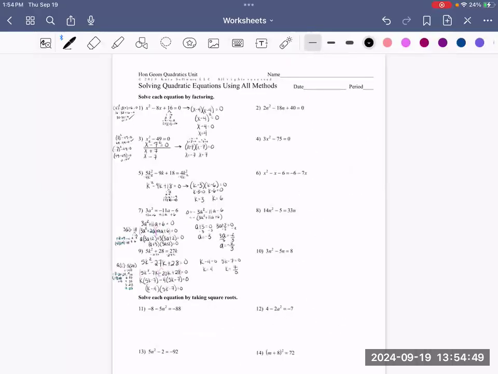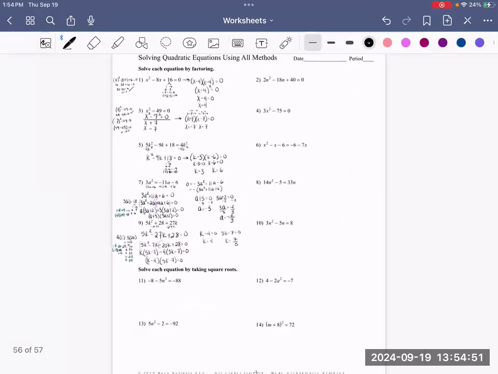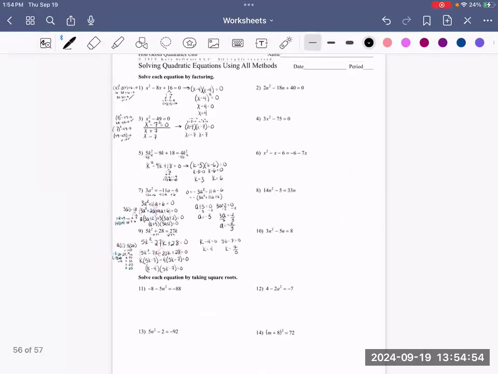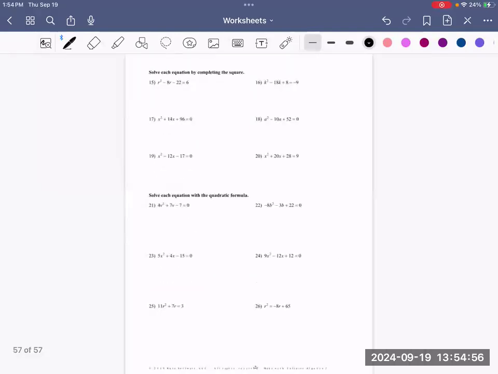Now we'll continue on with the rest of this worksheet. We'll do it in parts. So this is just part 1 of, I believe, 4.